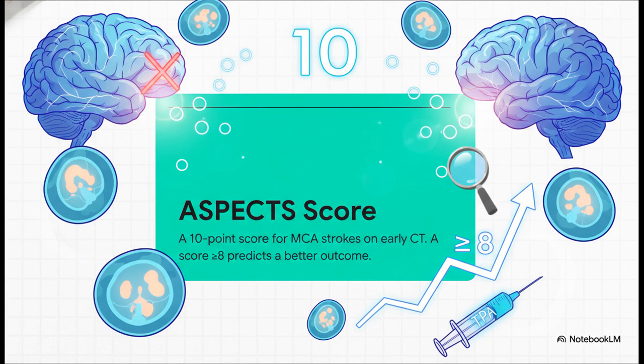So how do you actually quantify that early damage on CT? That's where the ASPECTS score comes in. It's pretty simple, really. You start with a perfect score of 10, and you subtract 1 point for each of 10 key areas in the MCA territory that shows any early signs of stroke. So a high score is good. It means less brain is involved and predicts a much better outcome.